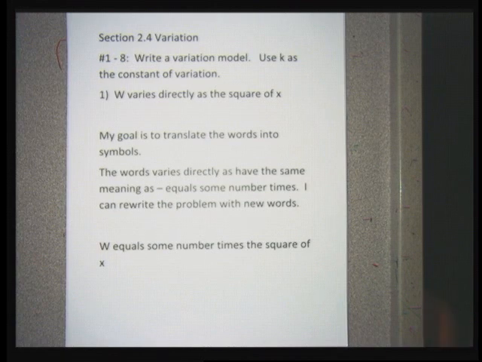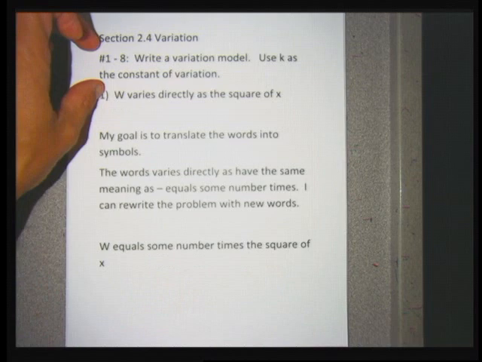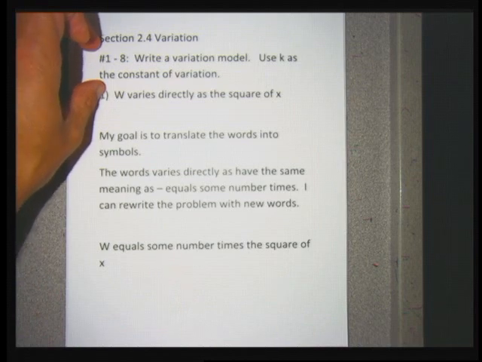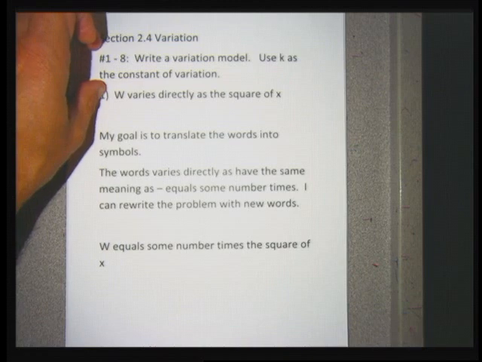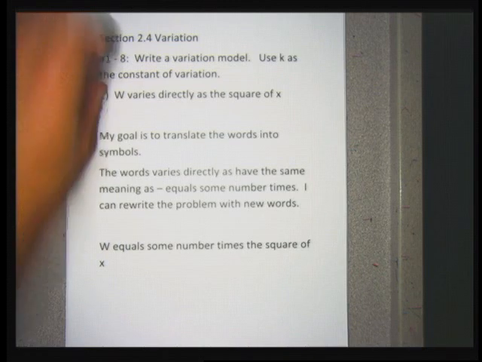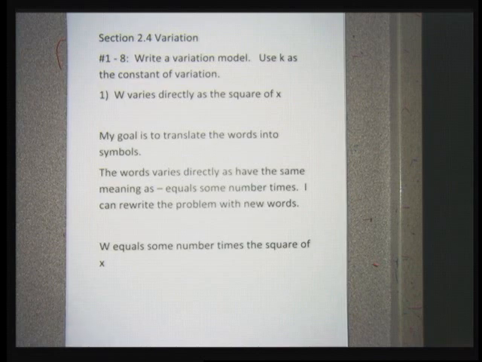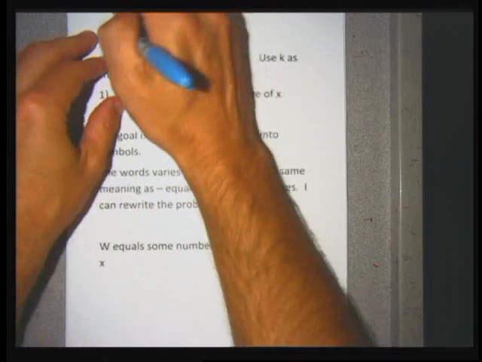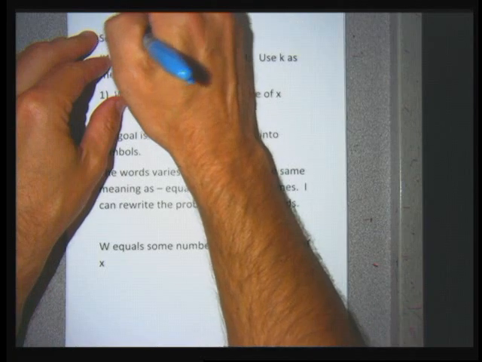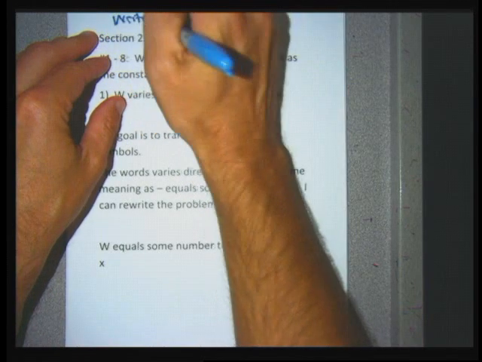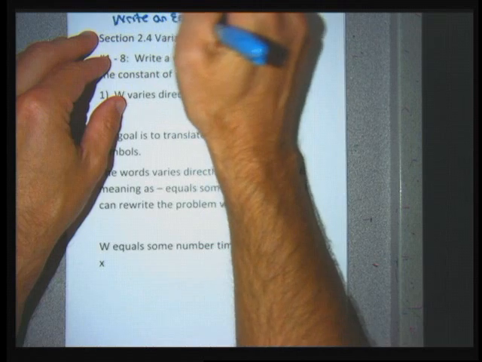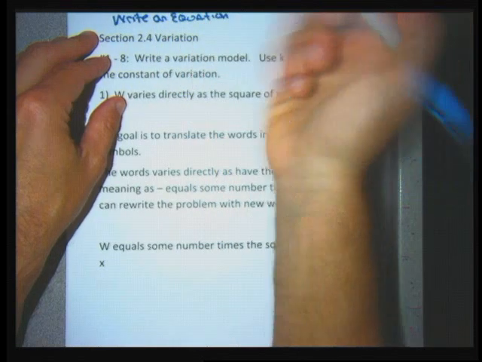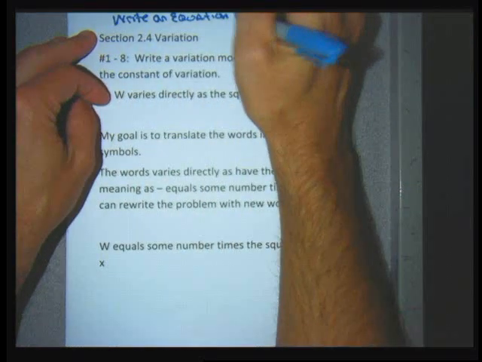So the first 8 problems in this section have the instructions: write a variation model, use k as the constant of variation, and that might not mean anything to you. What I could have written wouldn't have been as mathematically elegant, but it might have made better sense. I could have said, write an equation that has the same meaning as the words.